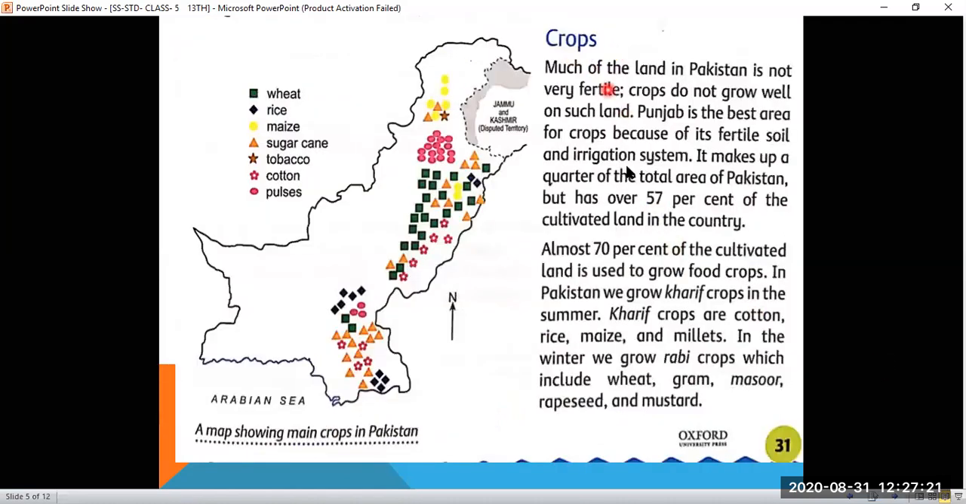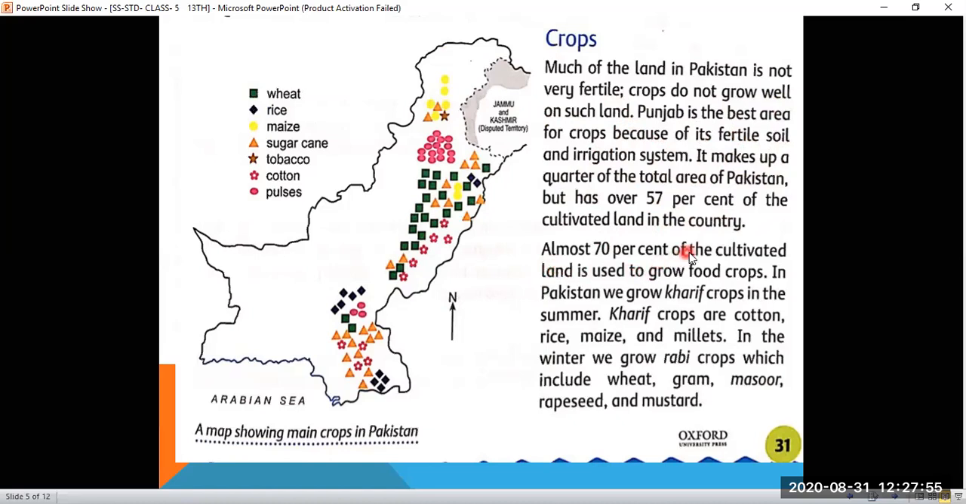Crops, page number 31. Much of the land in Pakistan is not very fertile. Crops do not grow well on such land. Punjab is the best area for crops because of its fertile soil and irrigation system. It makes up a quarter of the total area of Pakistan, but has over 57% of the cultivated land in the country.